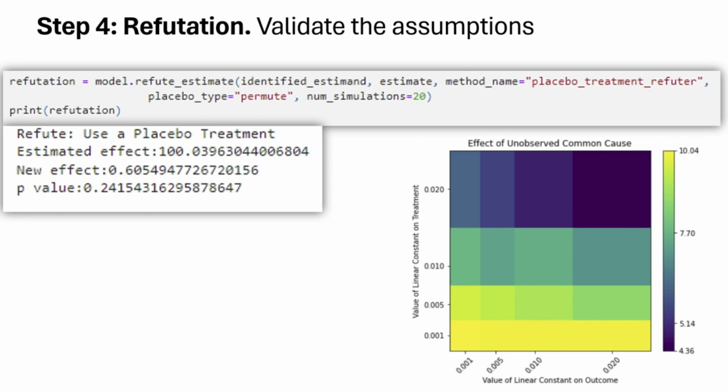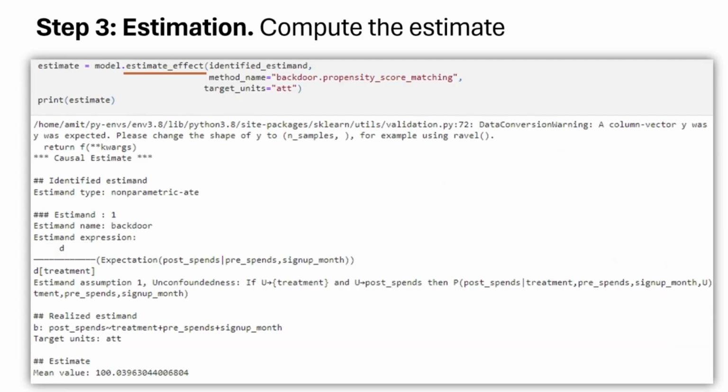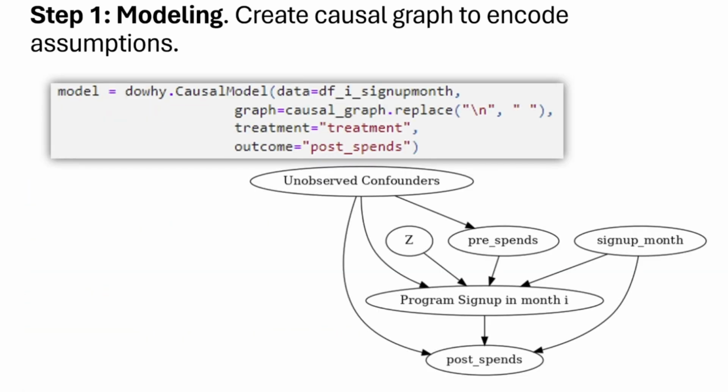Hello. I have a question on the first step, when you model the graph and the confounders, the algorithm creates a block and points to the other attributes. Like how do they know that the unobserved confounder affects the pre-spends or the sign up month, or do they just assume it from the data or something?